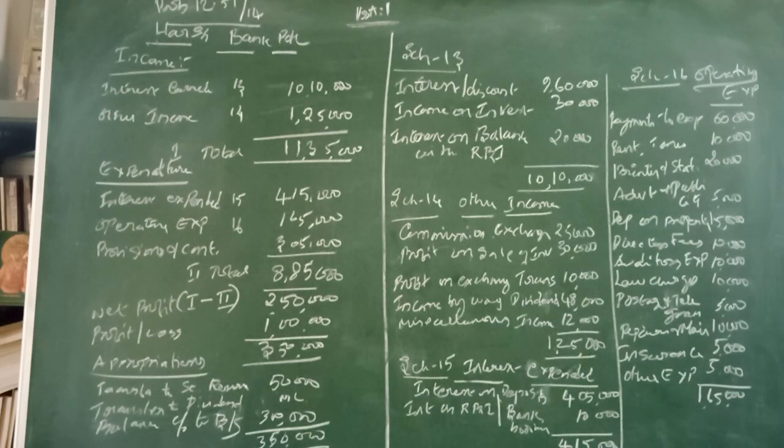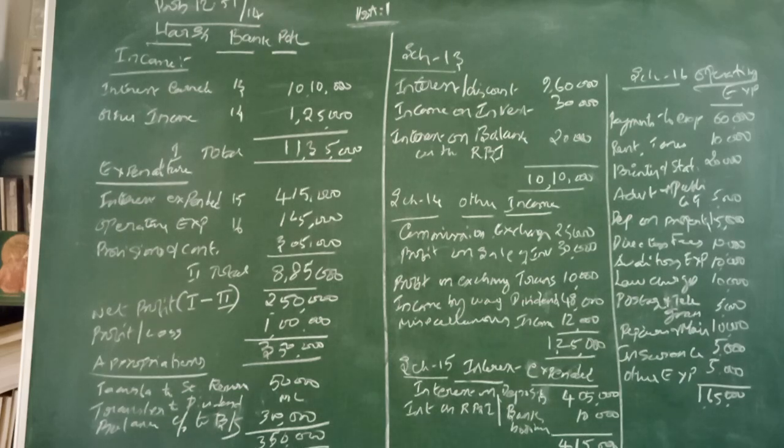Then another item is interest on cash credit. It's an interest income. Cash credit is a loan. Interest paid on cash credit is income, right? The amount of interest received against the cash credit is an income. So we have to take it in schedule number 13.